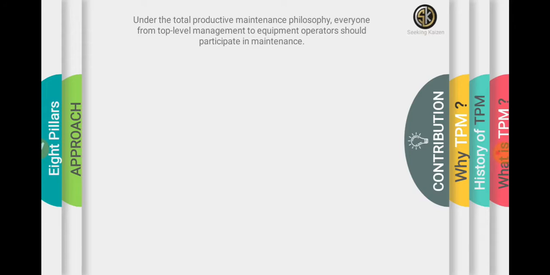Okay, so let's start with another topic, which is contribution. Here we need to understand who all can contribute. Before proceeding ahead, we need to understand that TPM is a strategy which states that everyone should participate in maintenance rather than just the maintenance team. This approach uses the skills of all employees and seeks to incorporate maintenance into everyday performance. Under the total productive maintenance philosophy, everyone from top level management to equipment operators should participate in maintenance.